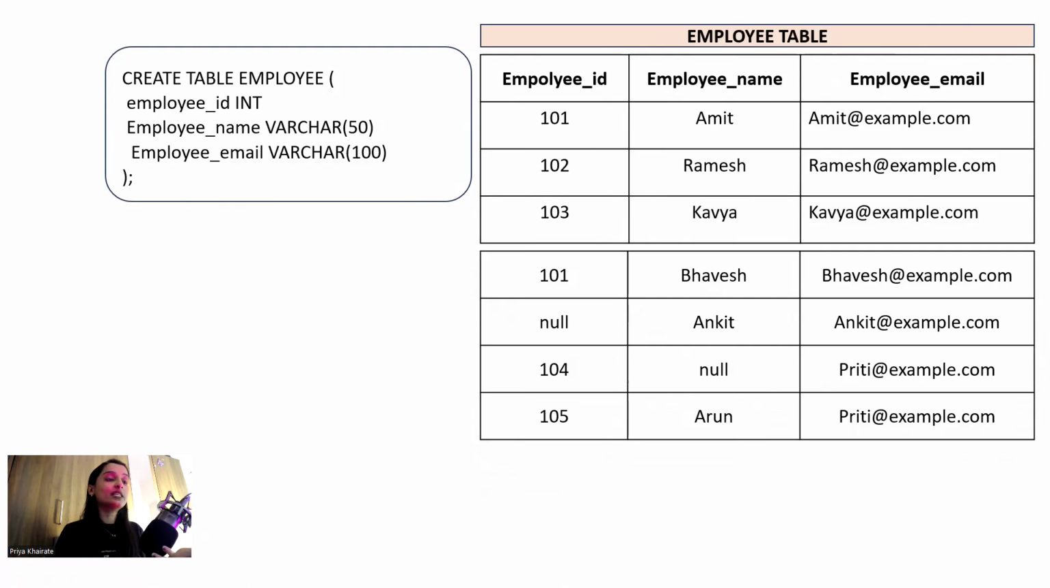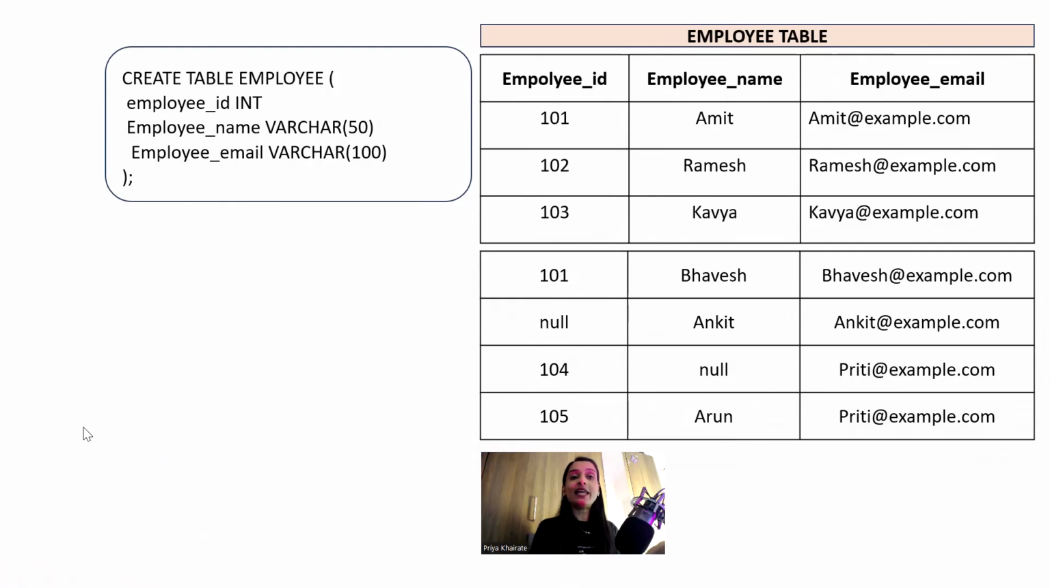So what's wrong with this value? Let's see. See, what is the ID of Bhavesh? 101. Is it already present? Yes. So this is invalid data. What is the ID of Ankit? ID only not present, invalid. What is the name of this employee ID 104? Not present, invalid. Absence of data must not be there. Okay, invalid. So nobody is stopping us from entering the invalid data.